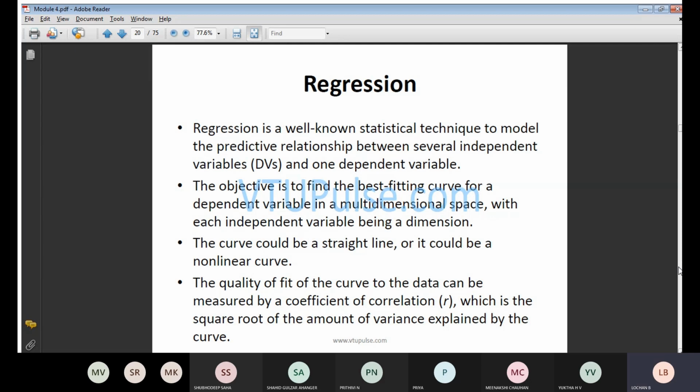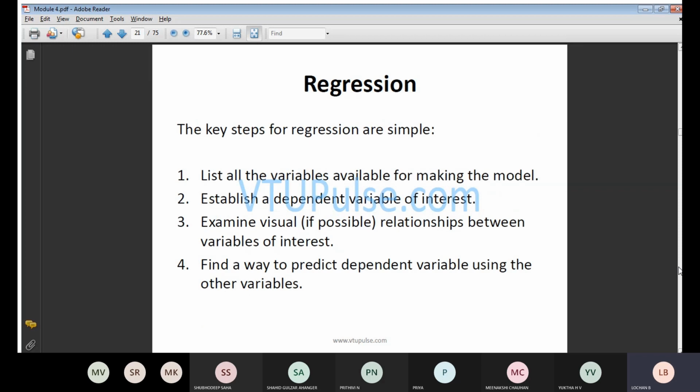The objective is to find a fitting curve for the dependent variable in a multidimensional space, with each independent variable being a dimension. The curve could be a straight line or it could be a non-linear curve. So we will be plotting the quality of fit of the curve to the data. It can be measured with the coefficient of correlation, which is the square root of the amount of variance explained by the curve. We will have a few formulas and arrive at the solutions. These are the simple steps for how we are going to calculate the regression.